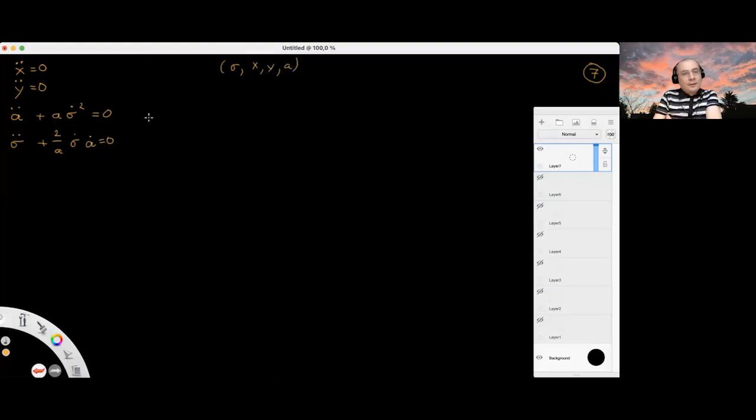So what do we know about the Christoffel symbols now? So this gives us the gamma 0 components, and the only non-vanishing will be gamma 0 3 equals gamma 0 3 0. And they sum up to 2 over a, sigma dot, a dot. So each of them separately needs to be 1 over a.